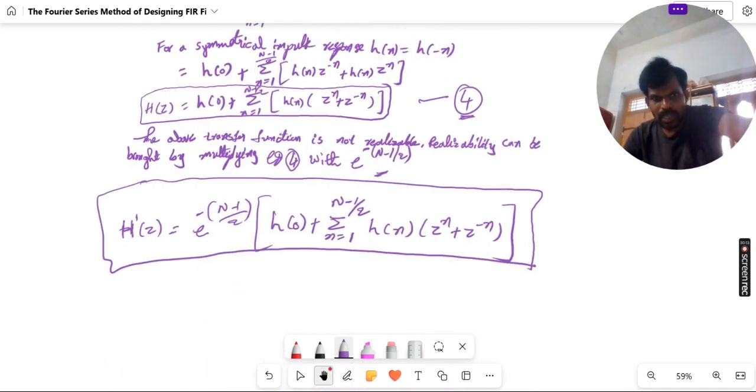So finally, what we got is a transfer function. What type of transfer function is it? It is a realizable transfer function.